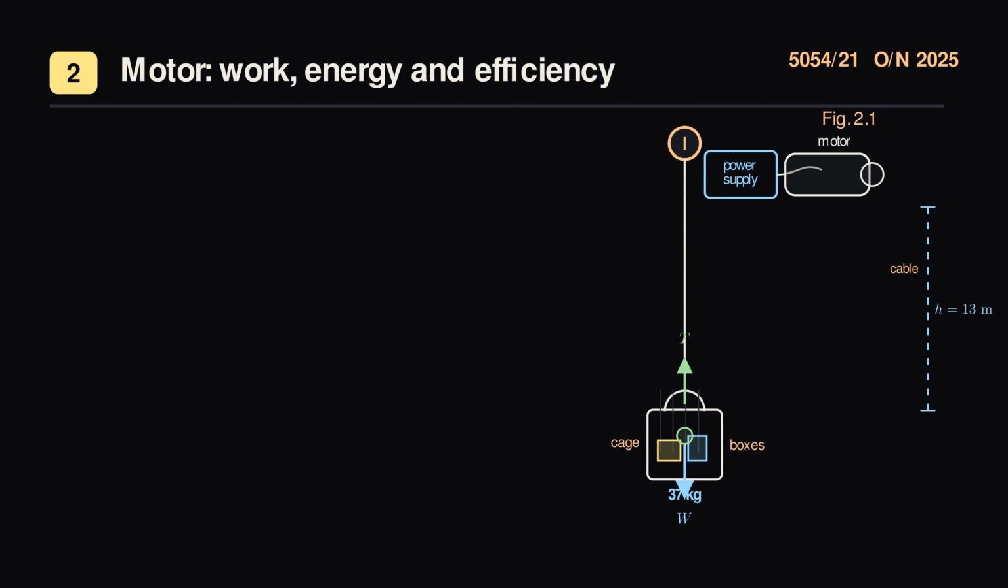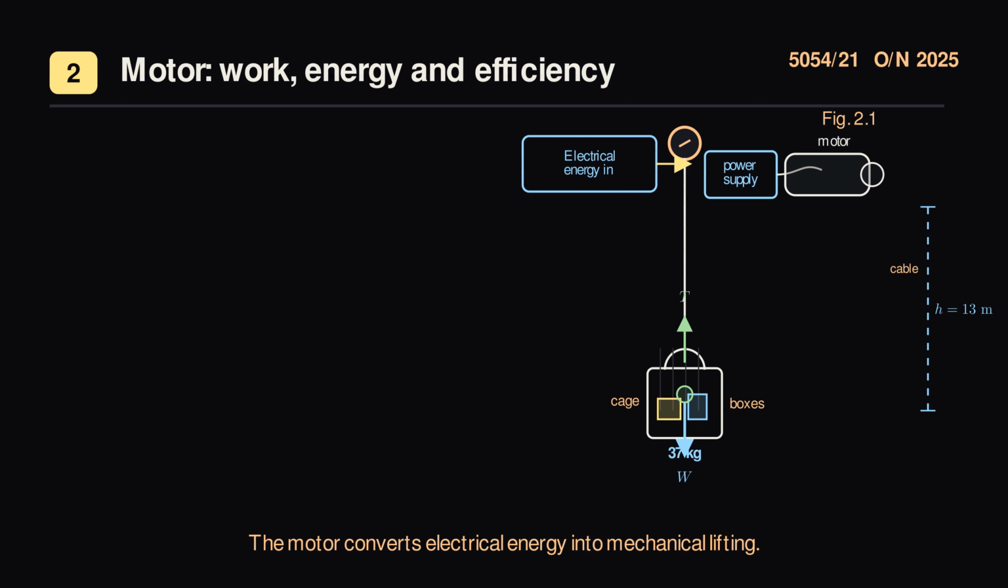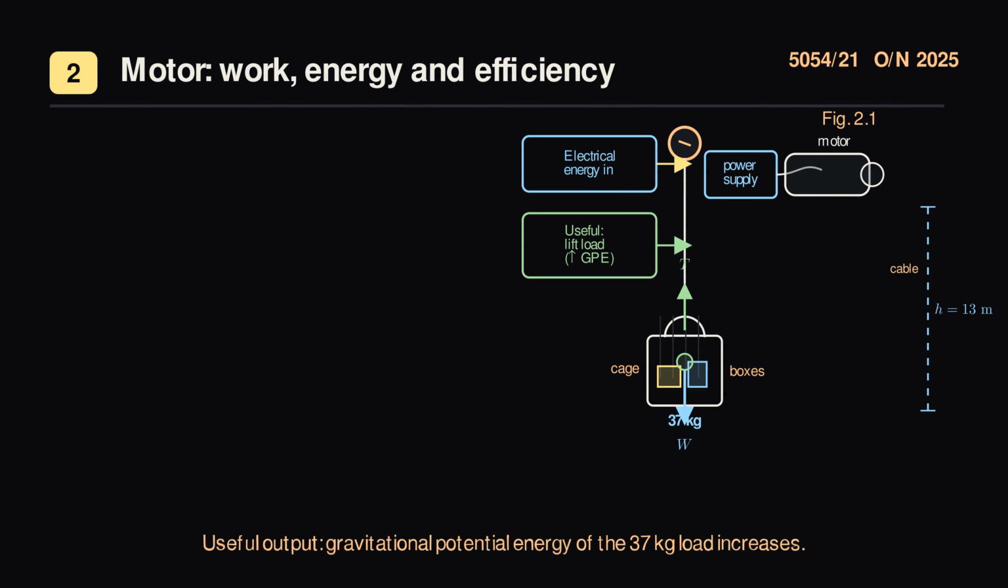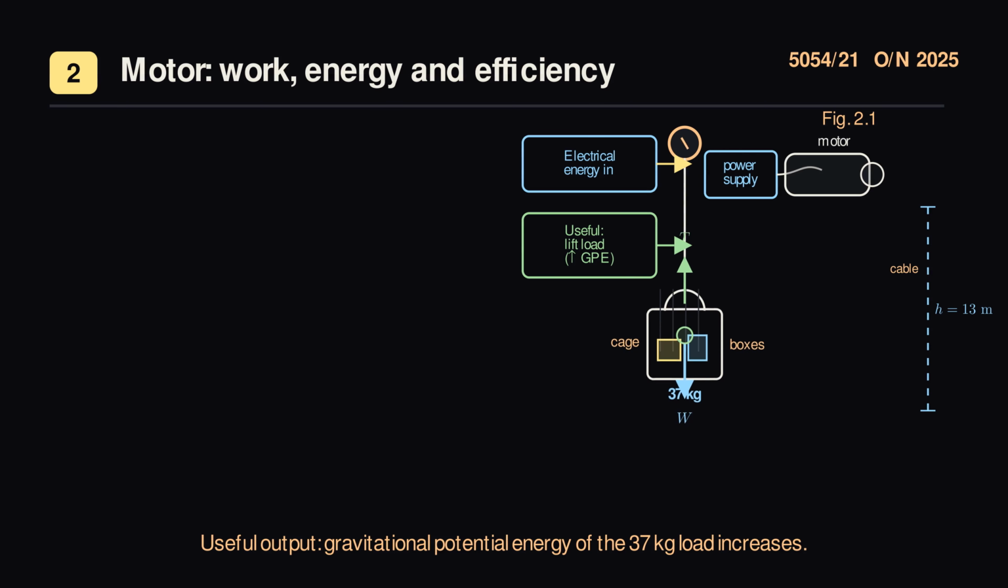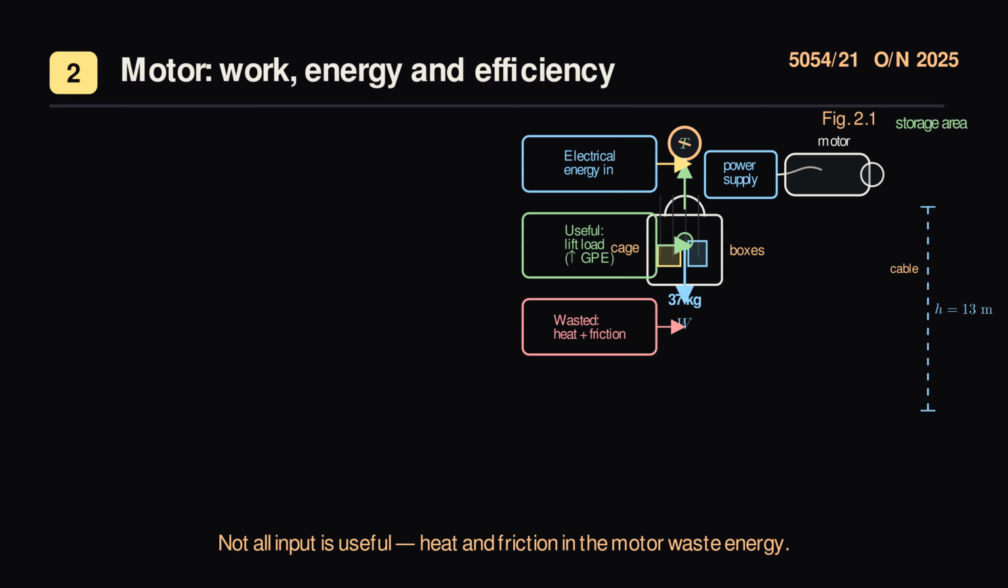Question 2. A factory motor lifts 37 kilograms of boxes vertically through 13 meters, as shown in Fig 2.1. Electrical energy from the power supply is the input. The motor converts it into mechanical lifting. Useful output raises the load, increasing its gravitational potential energy. Some energy is wasted as heat and friction in the motor. The load reaches the storage area at the top.